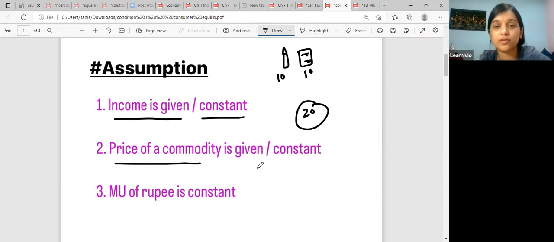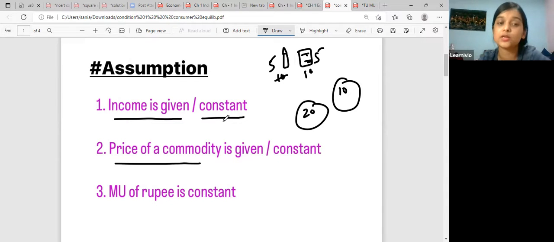Second, price is also given. If price is not given, you can say, ma'am, if you have only 10 rupees, maybe this chocolate is for 5 rupees and the pen for 5, so you can purchase both the things. So that's why price is also given, or you can say it's constant.